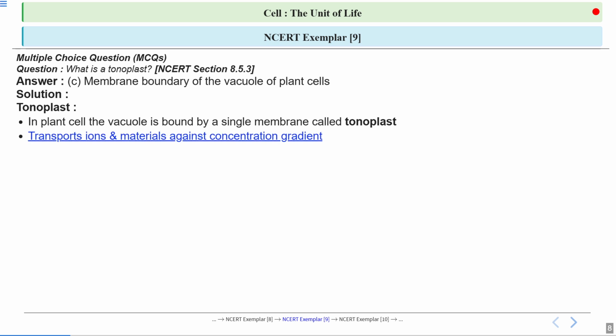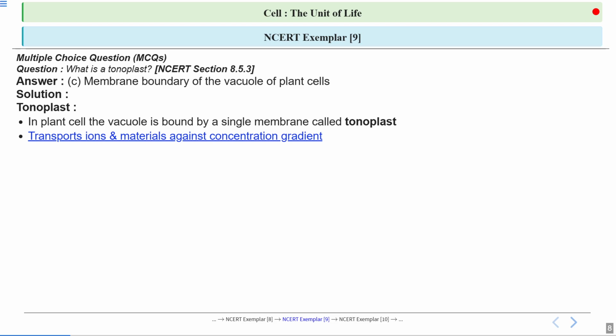Coming to the tonoplast. They transport ions and material against the concentration gradient, because what is the function of this vacuole? Try to understand that. Whatever the excretory substance, because you all know that the plant cell, or even you can say the plant, does not have any excretory organ. So whatever extra water is there, extra cell sap is there, extra material that gets synthesized, and they do not require them in the metabolism of the cell, all get stored there, right?